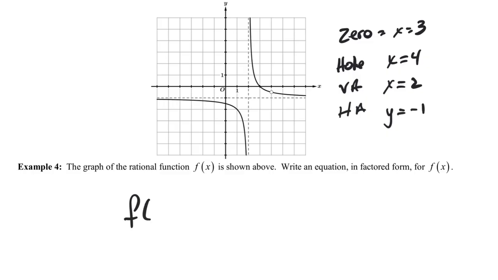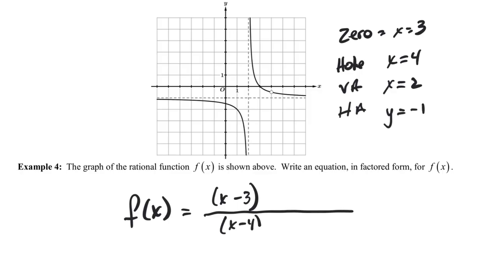So we're going to put f of x here equals. The 0 means I have to have an x minus 3 in the top with nothing to cross it out in the bottom. That needs to be there for sure. The hole means I have to put an x minus 4 in top and bottom. X minus 4, there you go. The vertical asymptote says we have x minus 2 all by itself in the bottom.